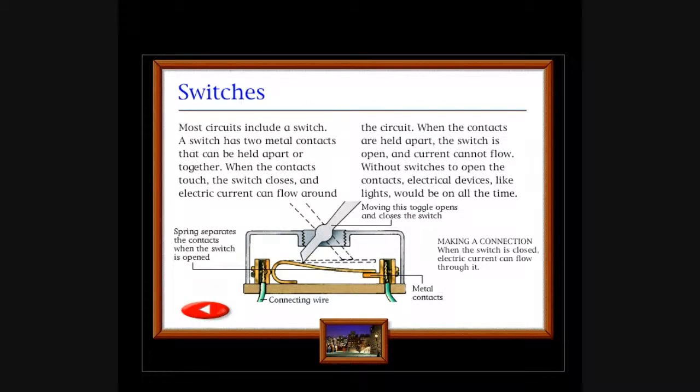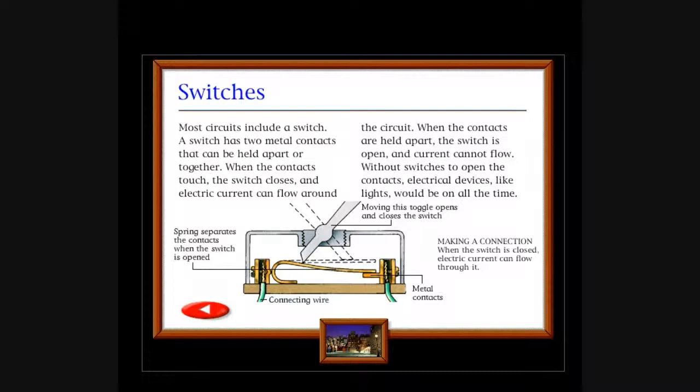Most circuits include a switch. A switch has two metal contacts that can be held apart or together. When the contacts touch, the switch closes and electric current can flow around the circuit. When the contacts are held apart, the switch is open and current cannot flow. Without switches to open the contacts, electrical devices like lights would be on all the time. So that's good.